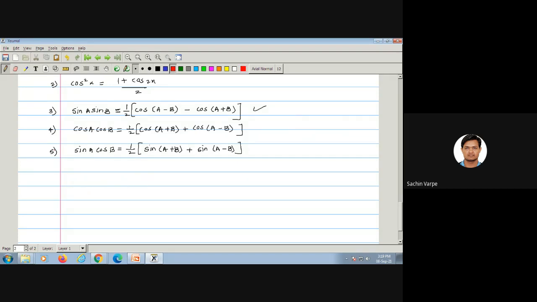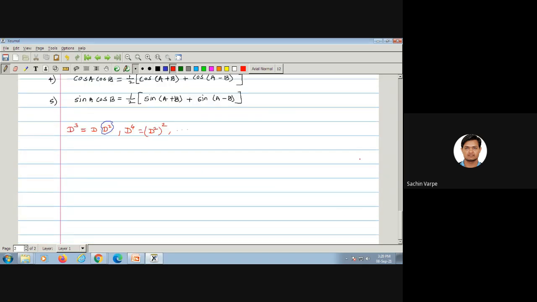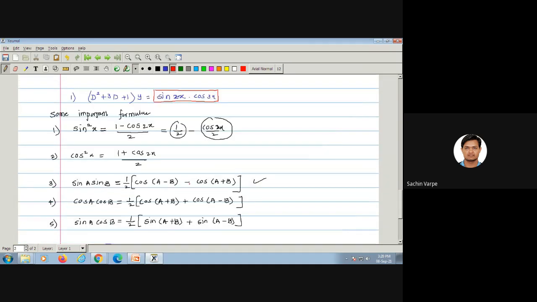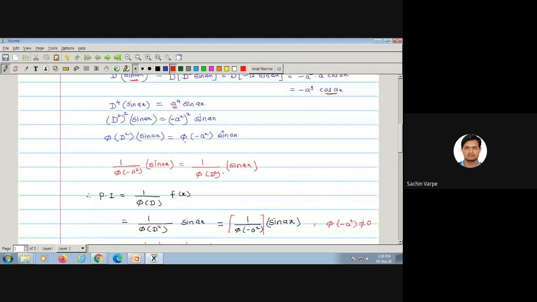So sometimes we can have expressions like d cube. Then how do I replace d square in this d cube? D cube I can write as d into d square, so we have to replace this d square only, or d raised to 4 I can have. So that will be d square into d square, and so on. So let us look at a simple example. I hope there is no doubt in the theory part for the second case.